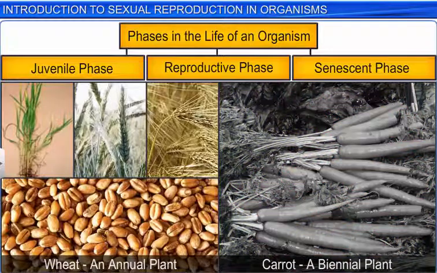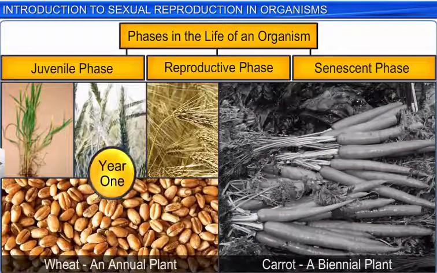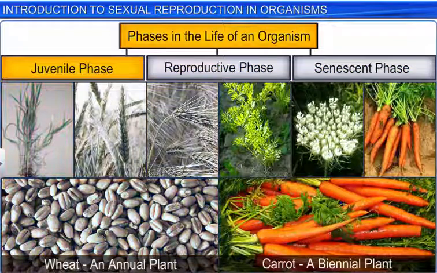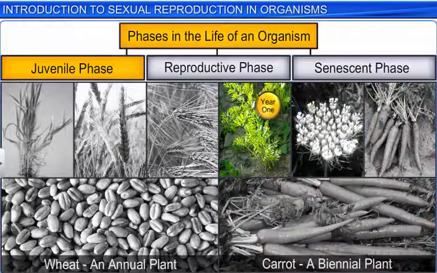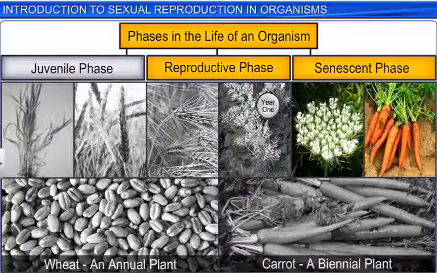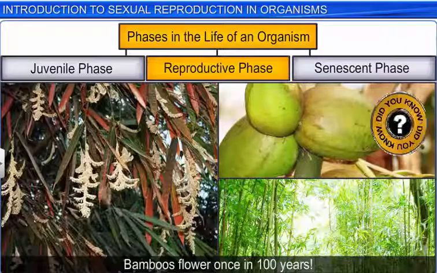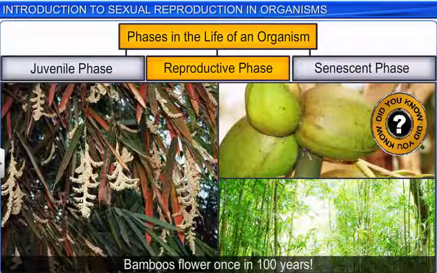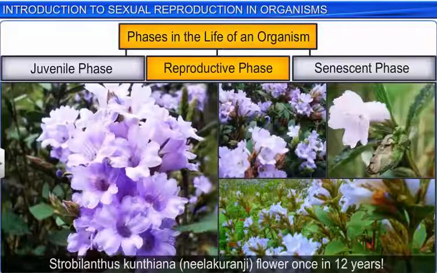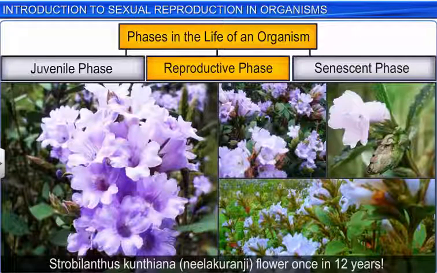However, it is easy to identify the phases in the case of annuals and biennials. As all 3 phases of an annual plant occur in 1 year, whereas biennials have a 2-year life cycle in which the plants enter the vegetative phase in the first year and the reproductive followed by the senescent phase in the second year. Did you know that certain plants such as bamboo flower only once in 100 years, produce fruits and then die? Similarly, Strobilanthes kuntiana or Neelakuranji flowers every 12 years.